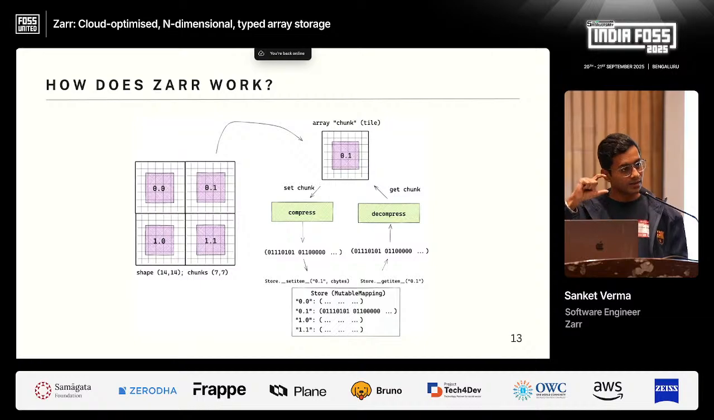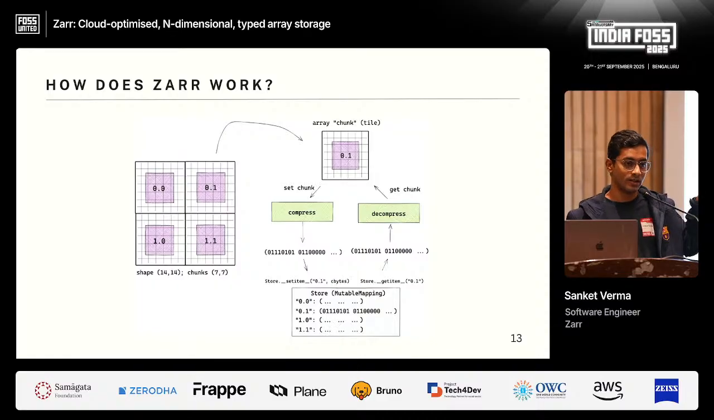Every chunk is assigned a key. If you imagine a key-value store, the key is the address of that small chunk, and the value is the data in binary format stored in that chunk. This is just a slide which shows how it works in Python land, like the mutable mapping.